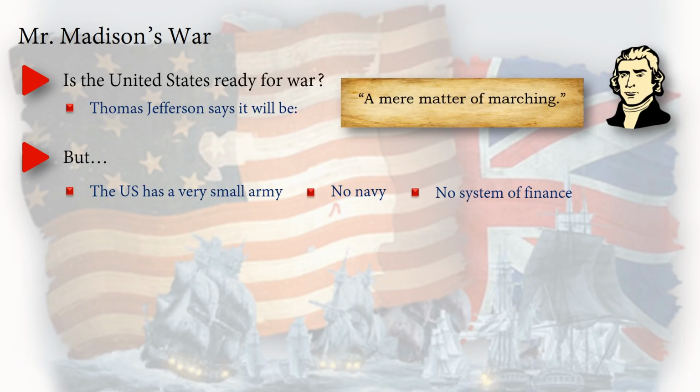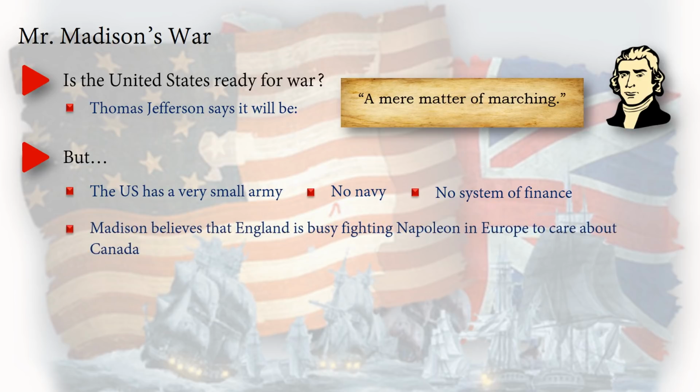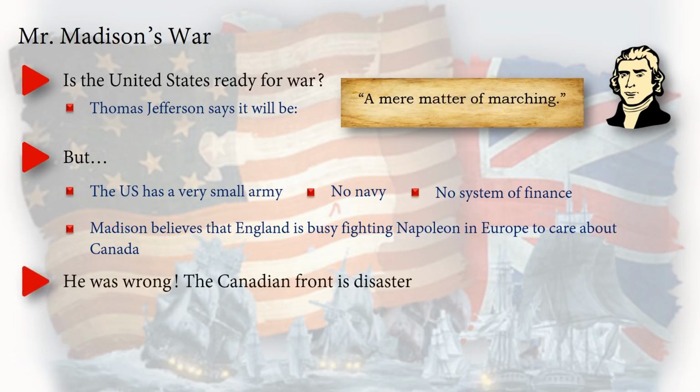Why does James Madison think we can win this? He believes that England is so busy fighting Napoleon in Europe that he will not care about what would be a little sideshow in Canada. Well, he was wrong. The Canadian front is a disaster for the Americans. England proves more than willing to stand their ground against the invading Americans and fight to the death to defend their territory. There are more losses than wins, and the British continue to dominate the Great Lakes.